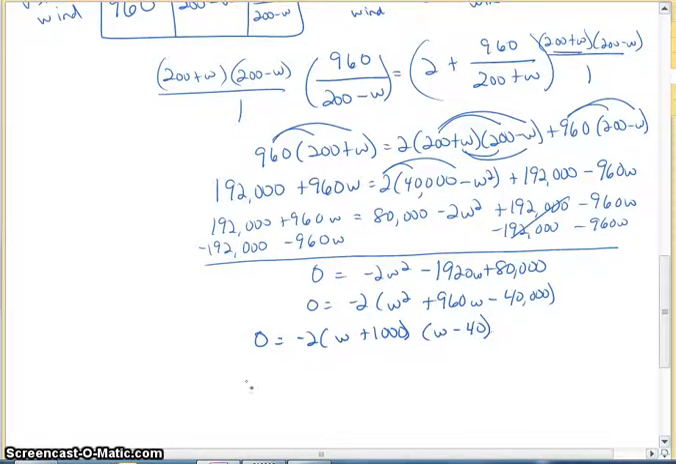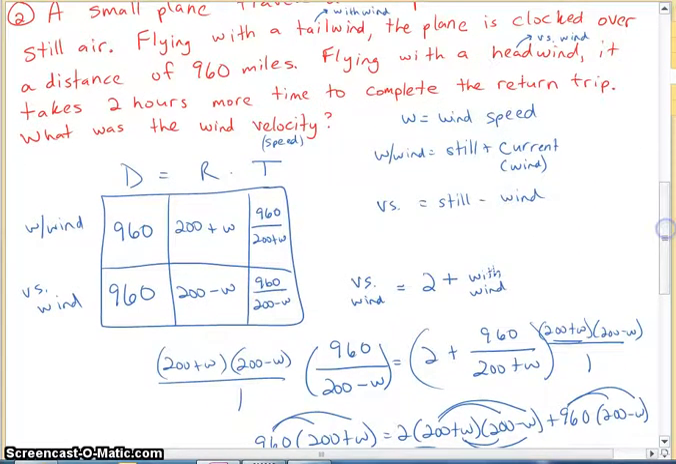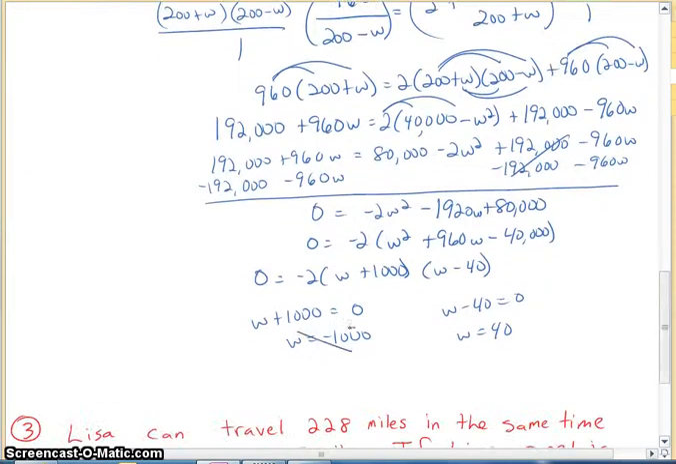So that means that either W plus 1,000 equals 0, in which case W equals negative 1,000, or W minus 40 equals 0, in which case W equals 40. Since W stands for the wind speed, the wind speed cannot be negative 1,000, so it has to be 40 miles per hour.